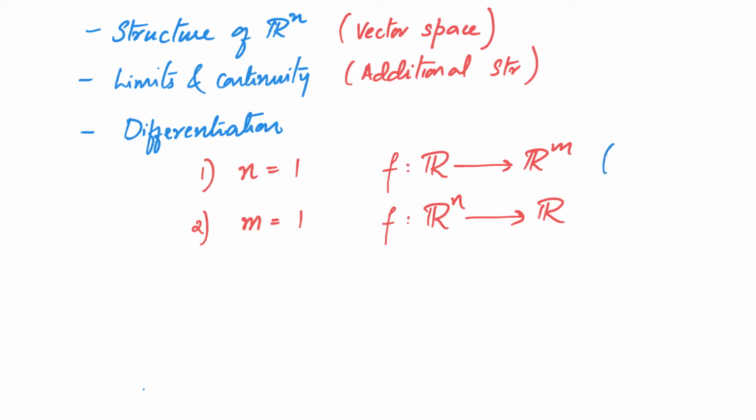Case 1 is especially easy. Such functions are called curves. And differentiation of curves is quite analogous to what we have already seen. Case 2 is not so analogous. Therefore, once we have studied case 2, we will be in a position to understand the more general case of functions from Rn to Rm.